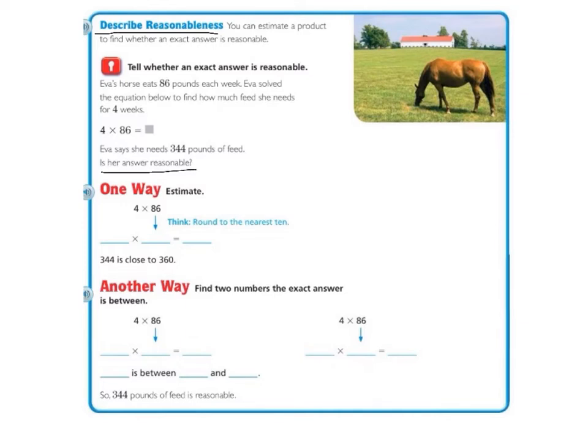One way that we can do it is to estimate. Remember, we want to round our large number, so the 4 stays the same. We're going to round up 86. We're going to round to the nearest 10. So 86 is almost 90. Now we can use our basic fact of 4 times 9 is 36, and add a 0. So, is 344 close to 360? Yes. So, we know that that's a reasonable estimate.